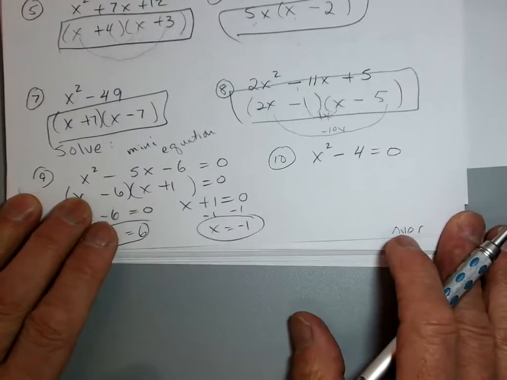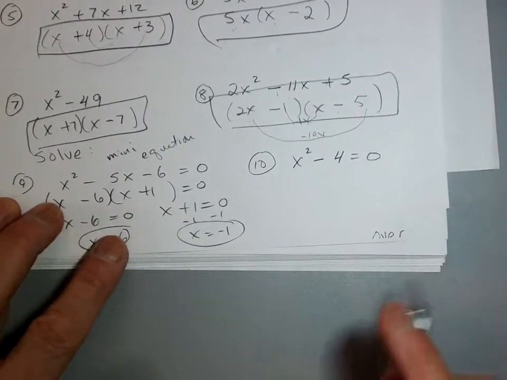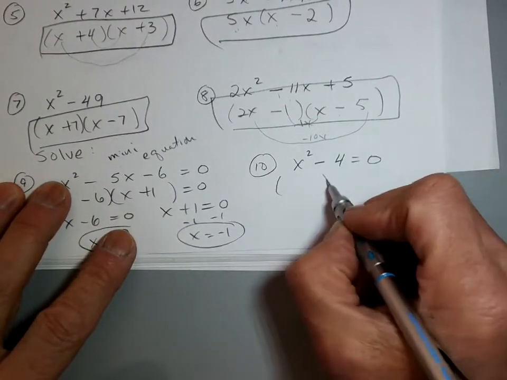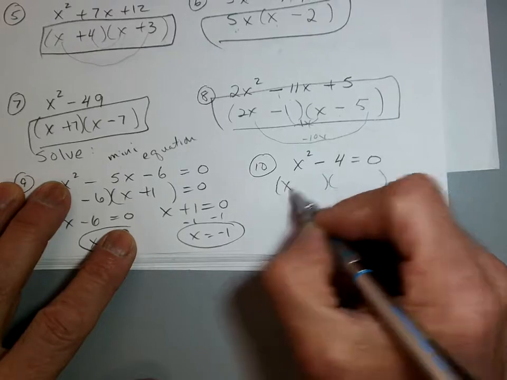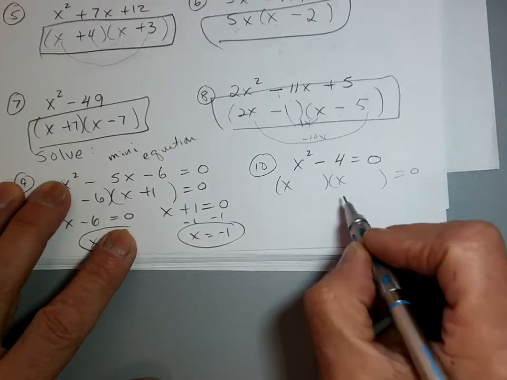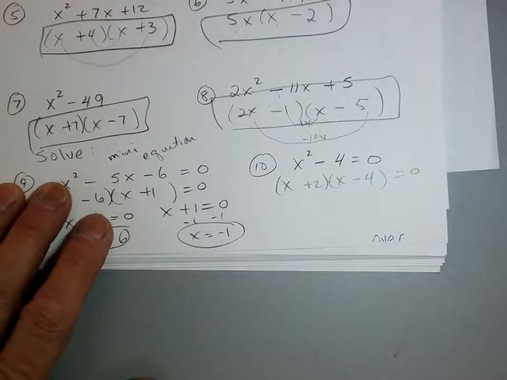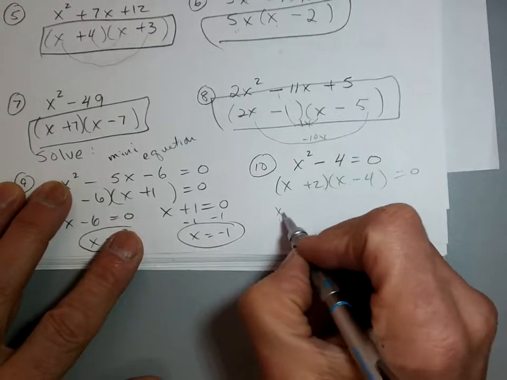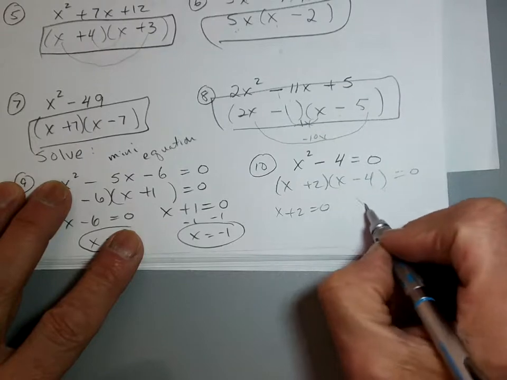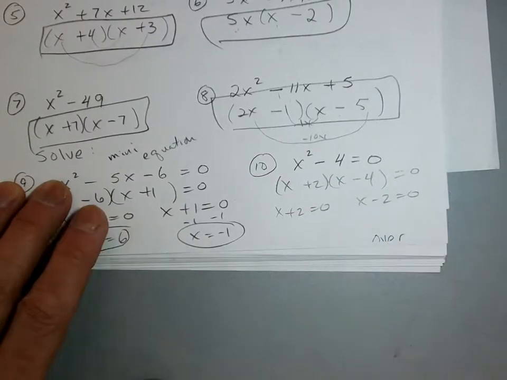Okay, 10 should be a really easy one. I'm going to factor, though. I'm going to go x plus 2, minus 2, right? And then I have my mini equations, x plus 2 equals 0, x minus 2 equals 0, right?